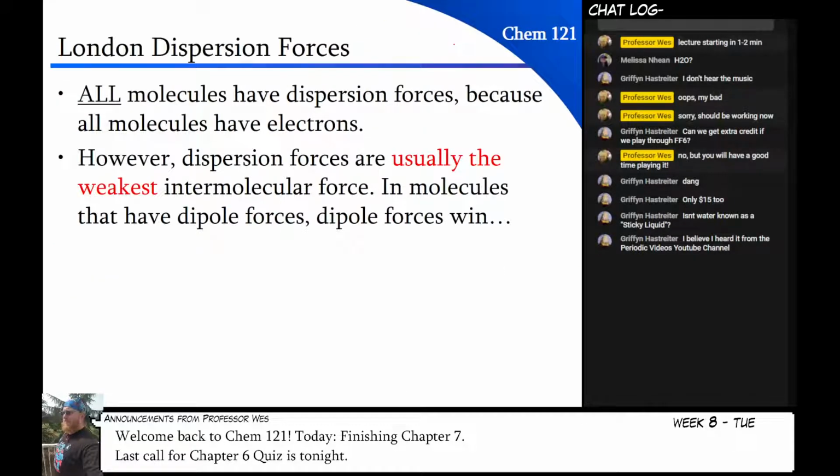There we go. Now, all molecules have electrons, so all molecules have dispersion forces. So everything has dispersion forces. Dipole forces and hydrogen bonds are different in the sense that they are not everywhere. If a molecule is nonpolar, it cannot have a dipole force.